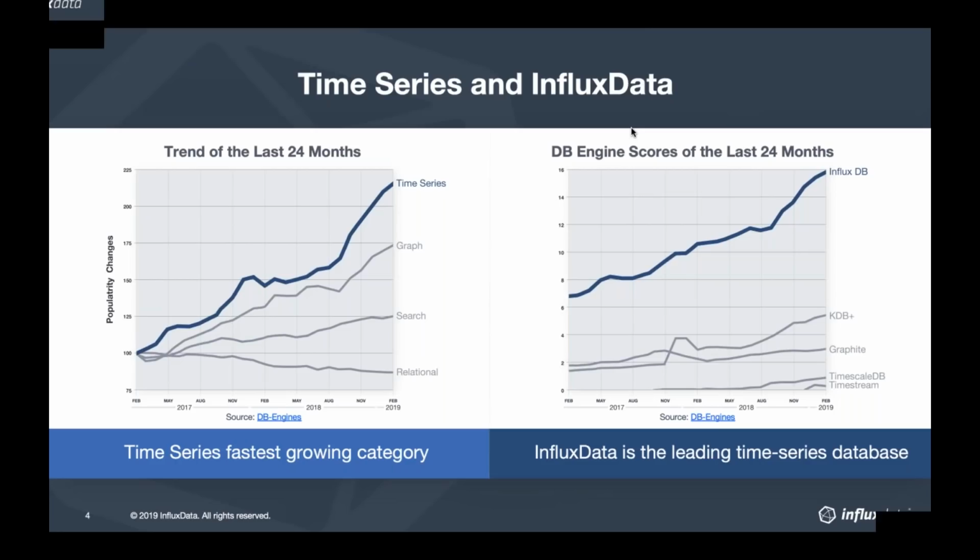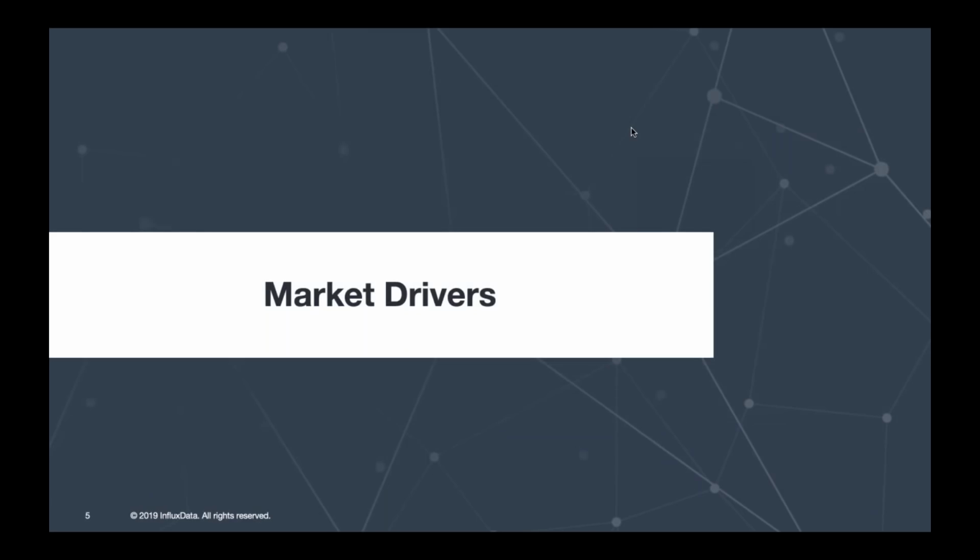Just to give you some insight into the market, we pay close attention to the database market. Every month, DB-Engines provides reports. On your left side, you can see that time series is actually the fastest growing segment in the database market. We grow faster even than other modern databases like graph and popular ones like search. On the right side, you can see that InfluxDB stands out completely inside the time series database market. And that includes not only open source, but also proprietary solutions. We are clearly the preferred choice.